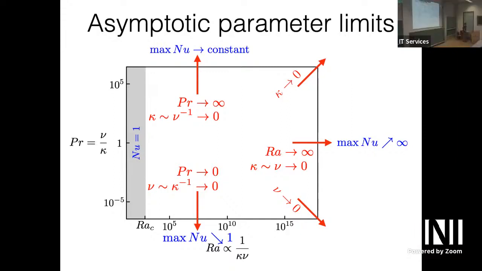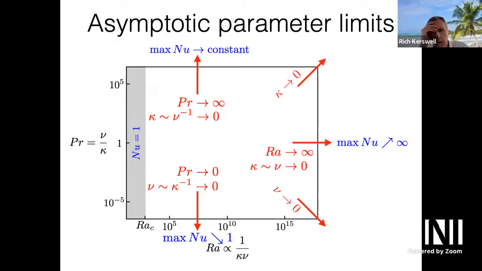Yeah. So the result by Camilla and her co-authors is that if you send Prandtl to infinity at least as quickly as Rayleigh to the 1/3, you get the same 1/3 scaling upper bound as if you sent Prandtl to infinity first and then used the infinite Prandtl number equations.